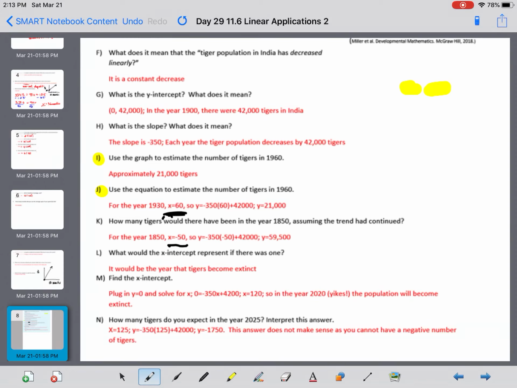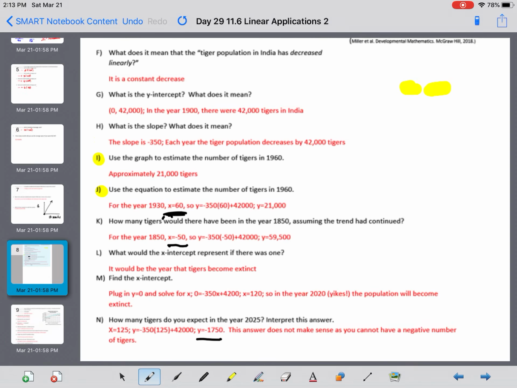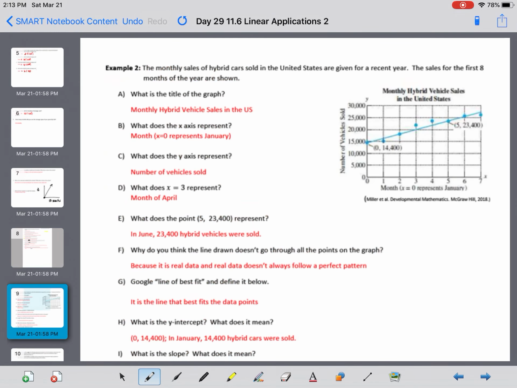So how many tigers would you expect in the year 2025? Well, plug in 125, because the year 2025 is 125 years past the year 1900, and that gives you a strange answer. You'd end up with negative 1,750. Since we can't have a negative number of tigers, this answer is not making sense within this context.